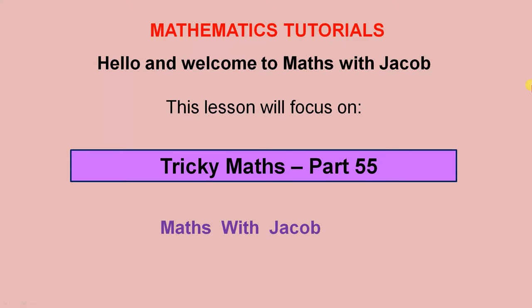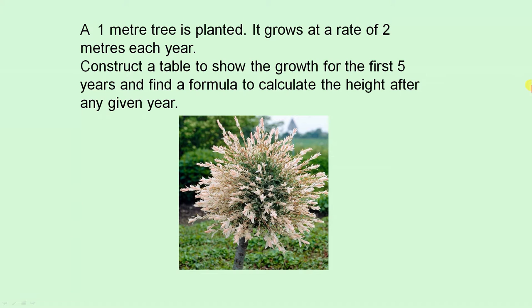This lesson will focus on Tricky Maths Part 55. A 1 metre tree is planted. It grows at a rate of 2 metres each year.